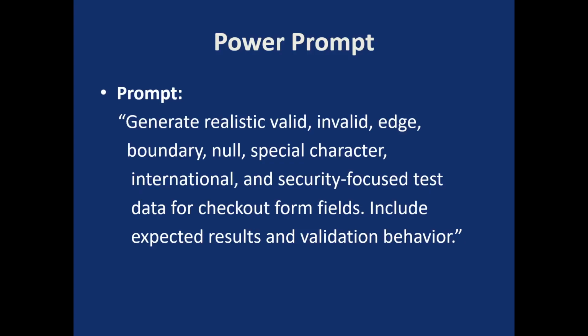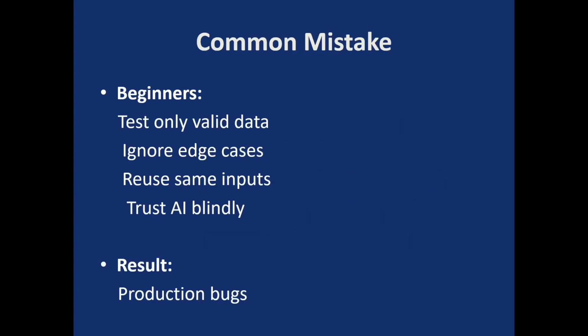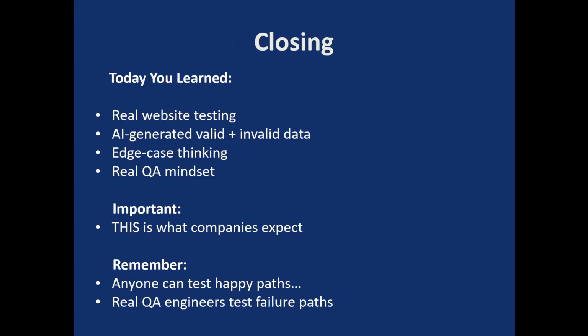You can try this power prompt: Generate realistic valid, invalid, edge, boundary, null, special character, international, and security focused test data for checkout form fields, include expected results and validation behavior. And the common mistakes which most beginners make: they test only valid data, they ignore edge cases, they reuse the same inputs, they trust AI blindly, and the result is production bugs.